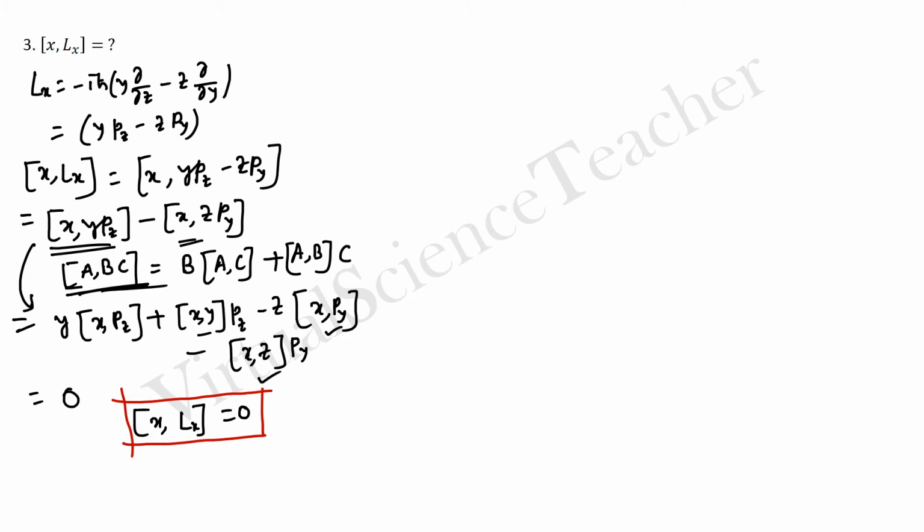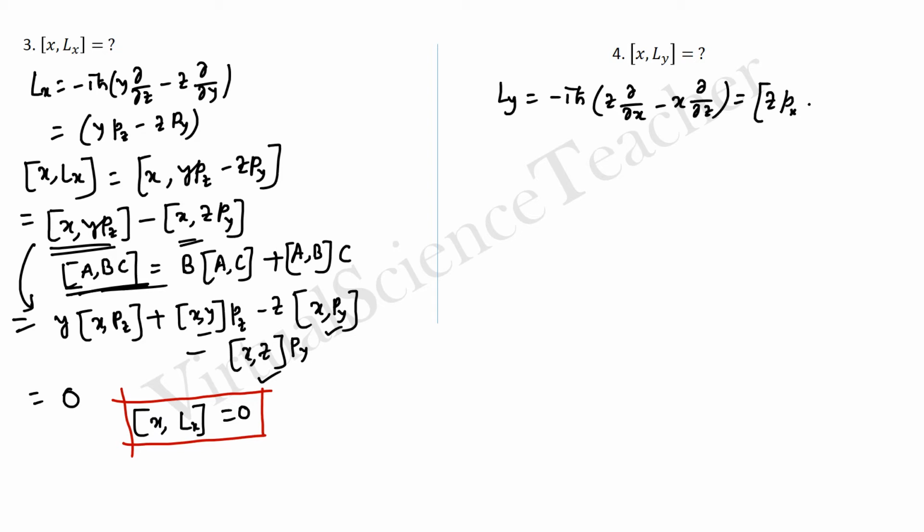We have observed earlier that position and linear momentum along the same axis don't commute, but position and angular momentum along the same axis commute. So let's check what happens for position and angular momentum along another axis. That means I am now performing the commutation relation of x and Ly. So let's check. Similarly, Ly can be written as minus i h cut (z del/del x minus x del/del z). That means z p x minus x p z.